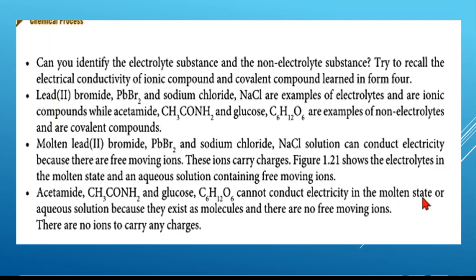Sama ada in molten state kah, in aqueous solution kah? Tidak juga. Because they exist as molecules. Dia tidak ada charge. Memang tidak ada charge. Sebab kedua-dua ini adalah covalent compound. Contain no charge. There are no ions to carry any charge. Alright.